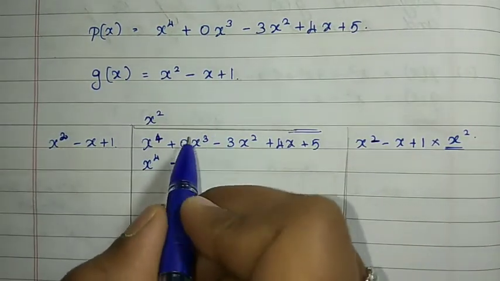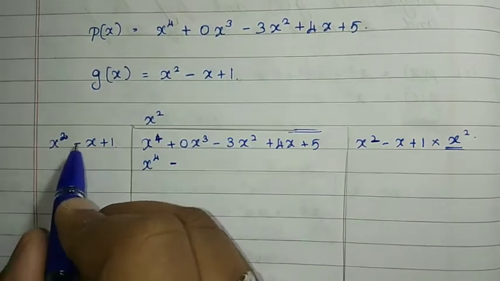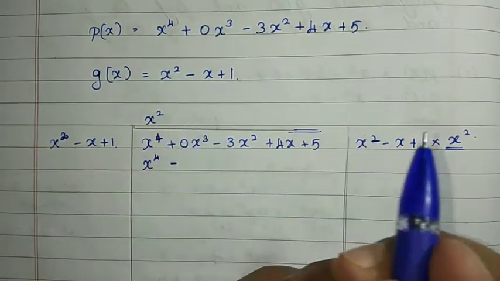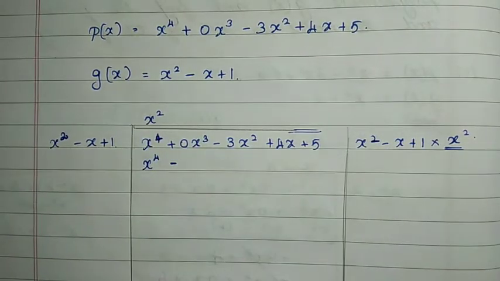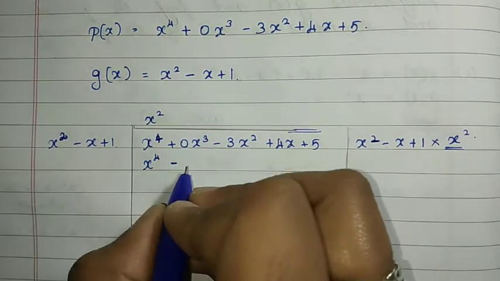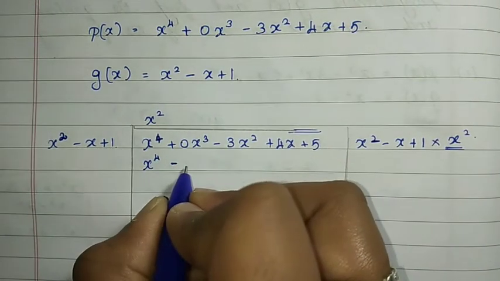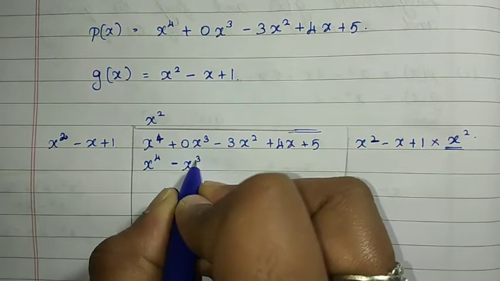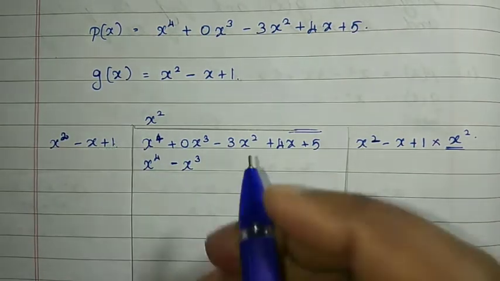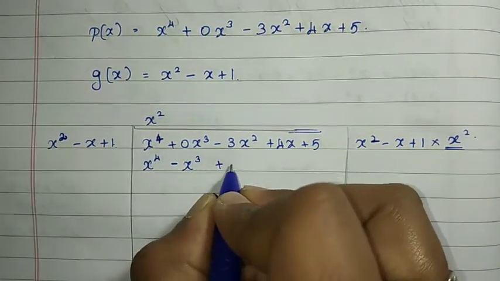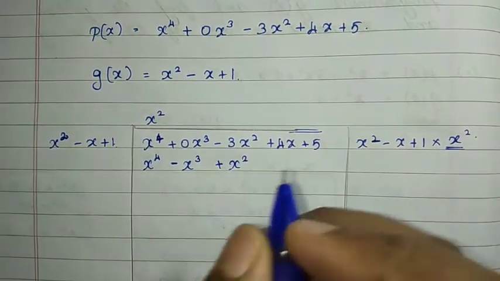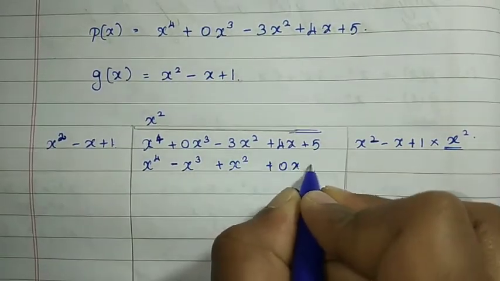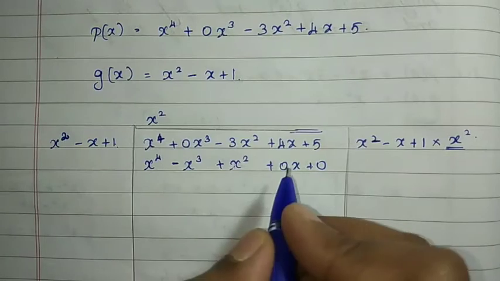I said no, you have to write this. Why? Because x into x square gives me x cube. If I didn't write, where will I write? So only we have to write all these. So x cube, 1 into x square is plus x square. So now here it is 0x plus 0. Everything you have to write.